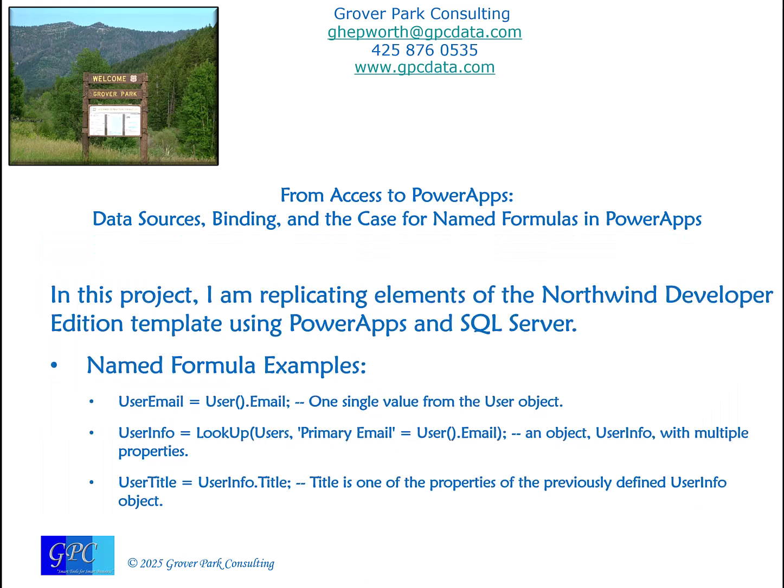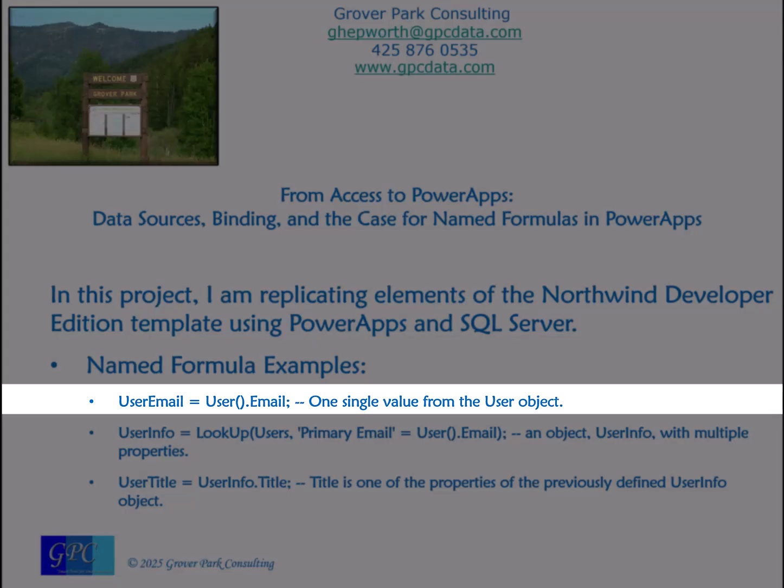Here are 3 examples of named formulas in PowerApps. The first one is the user email. That's the variable. It's defined as the email property of the user. Now, the user is the logged in user. Their email is available as a property of the user, and we assign that to the variable, user email.